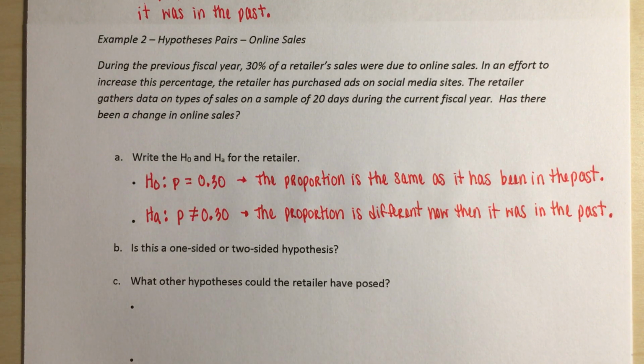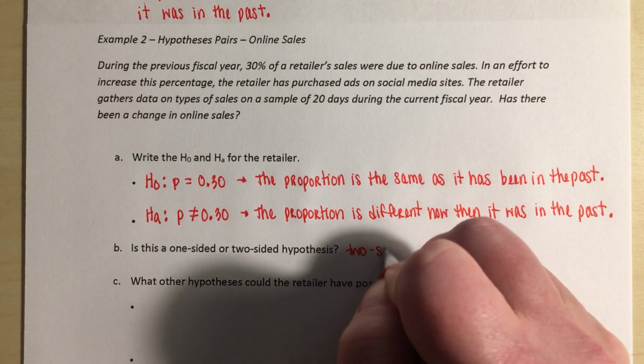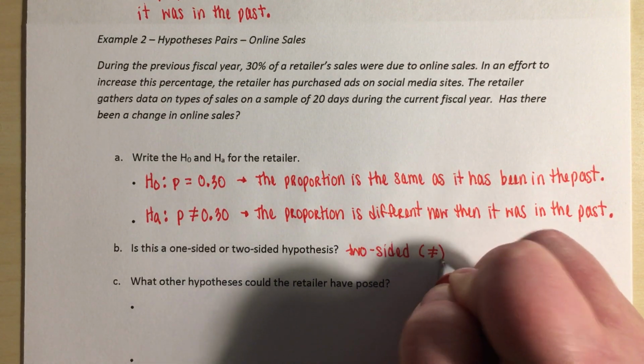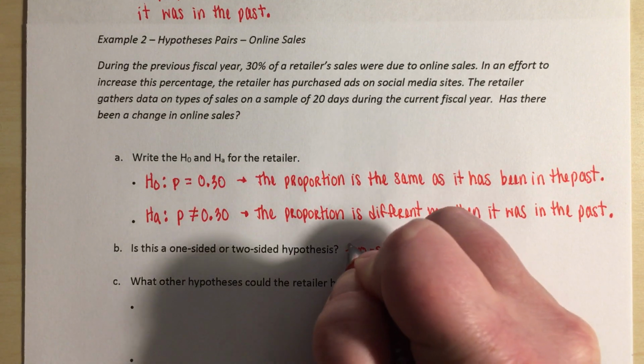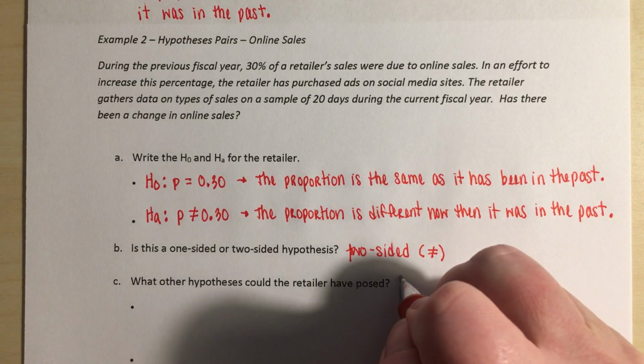Is this a one-sided or two-sided hypothesis? This is a two-sided hypothesis because of the not equal to symbol. So the not equal to symbol is an example of a two-sided hypothesis. What other types of hypotheses could the retailer have posed? So what other types of questions? The other questions would be both one-sided.